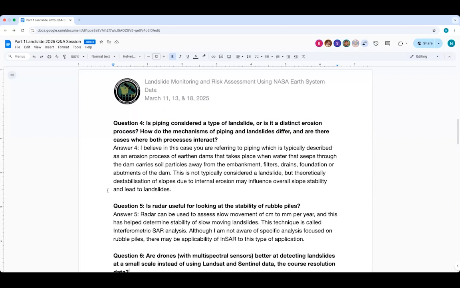So I believe what's being asked for here is piping, which is a type of erosional process that I understand to mean the way in which water flows through earthen dams, and specifically dams that are made for reservoirs. Water that filters through that dam carries soil particles away and builds these pipes through the dam itself.